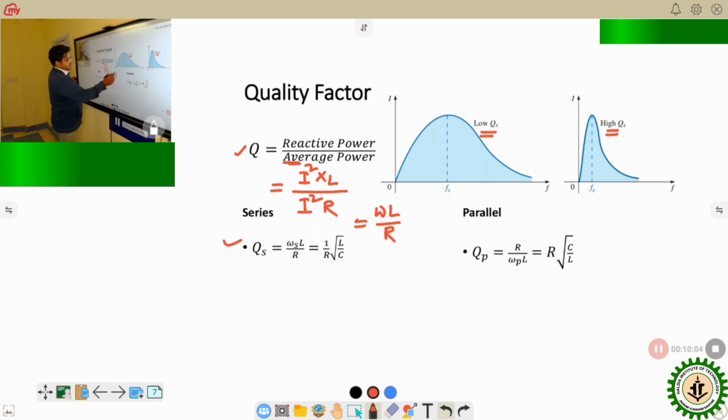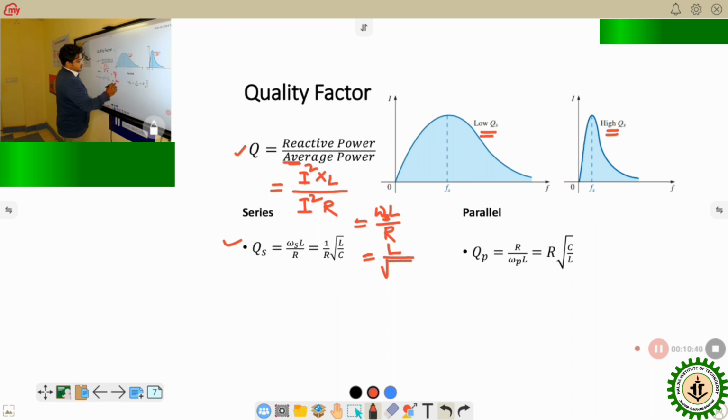So for series it is represented by omega s, and here is omega p for parallel circuit. Now from here we can write down that omega is equal to 1 by root LC. That is the condition that we are getting for resonance for a series circuit, and omega is equal to 1 by root LC for both series and parallel. That is the resonance frequency.